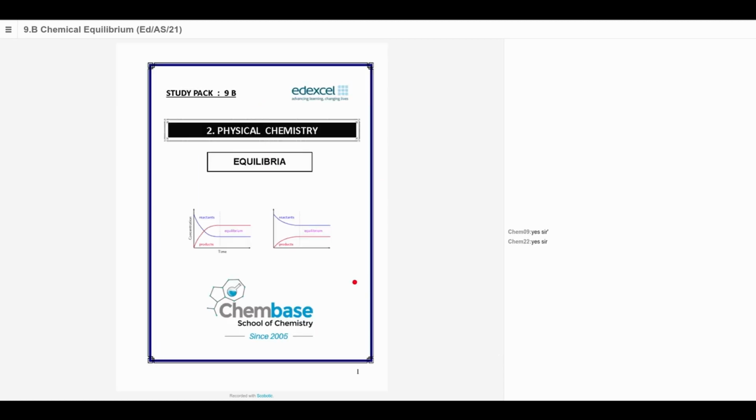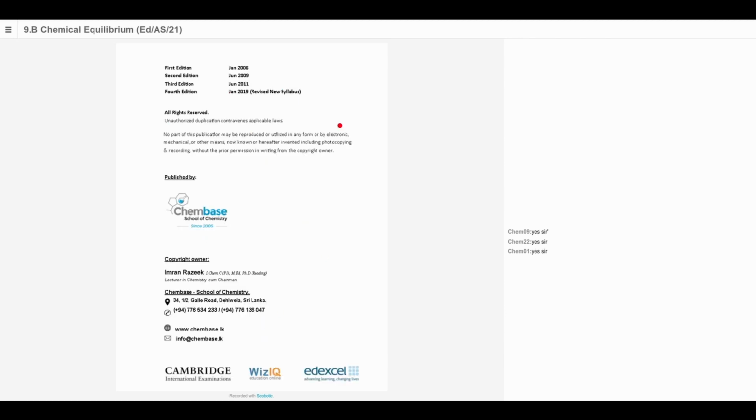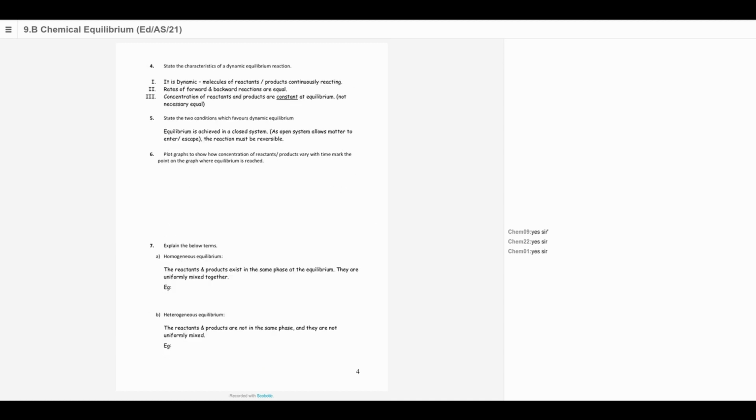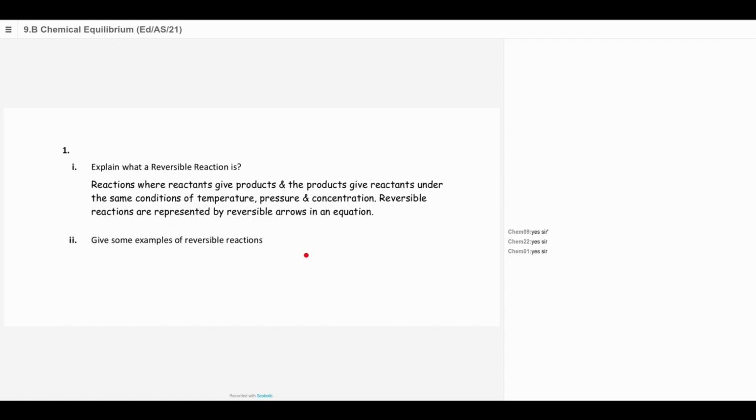Right. In the previous lesson, we started on equilibrium, chemical equilibrium. I gave an introduction to equilibrium, and I said I'll be completing the lesson today. So I think I did up to page 2, page 2, question 6 or 7, if I'm not mistaken. Let me just brief you on the whole thing again quickly.